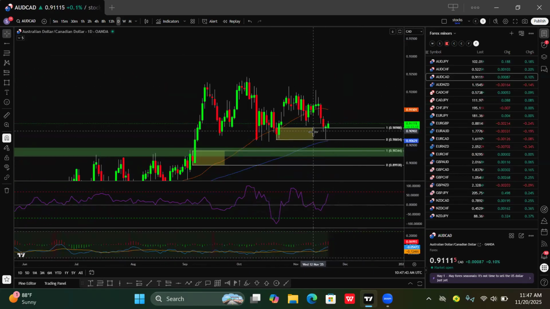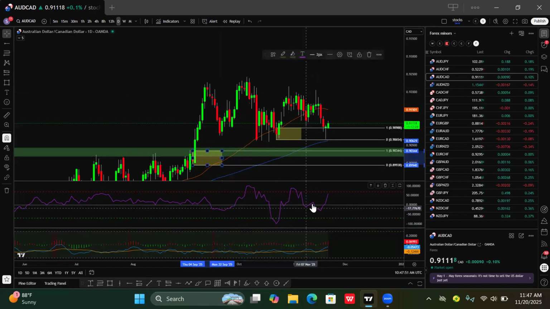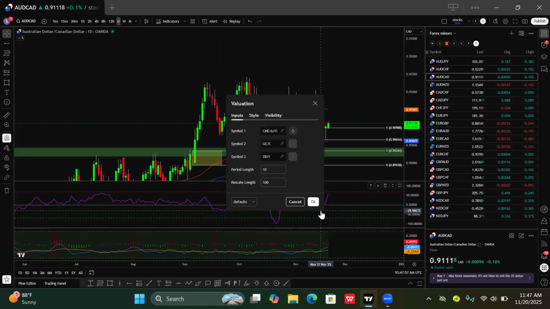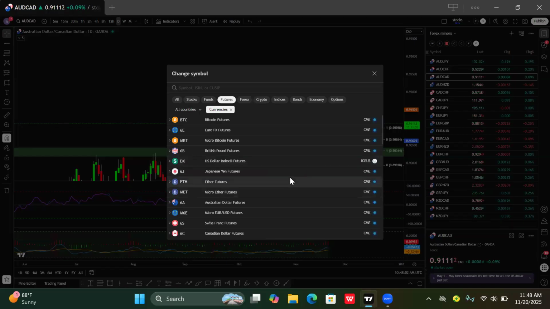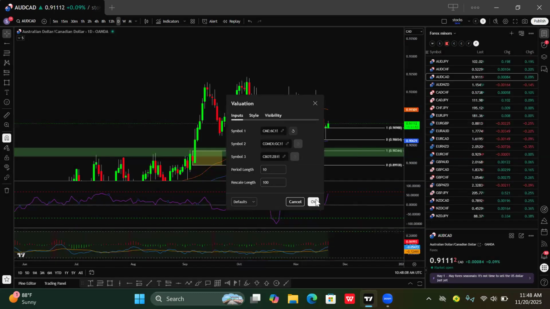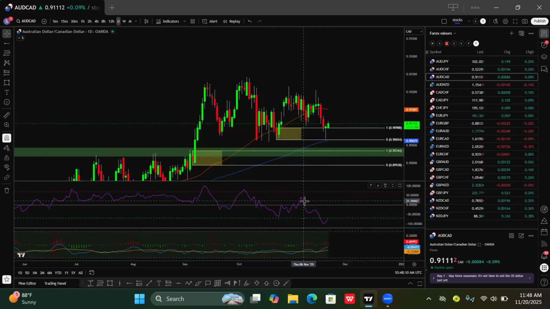I hit my stop loss on this one, to spread. Look at the valuation of the Australian dollar against the CAD. Yeah, we're coming from undervalued territory. So I'm currently in this trade. I entered somewhere around here, and I'm looking to hold until maybe we get overvalued or we hit these highs.